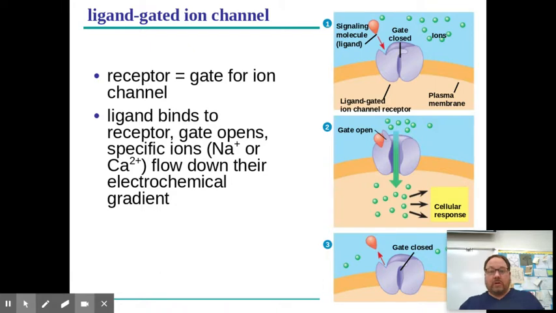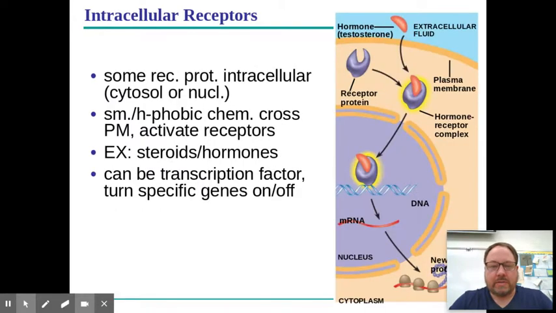We'll get into how the nervous system uses the flow of sodium ions to actually cause action potentials and cause sort of rapid communication between cells. And then we'll also talk a little bit about calcium ions. All right, so those are all receptors that are on the plasma membrane surface.